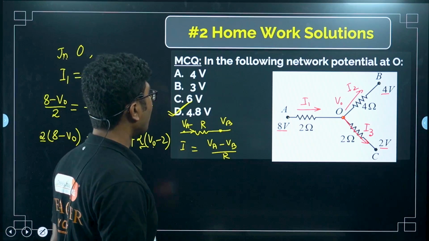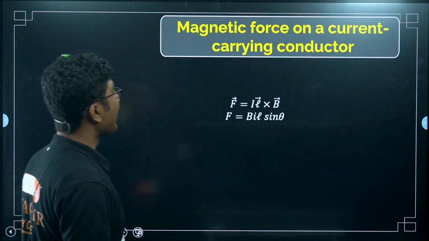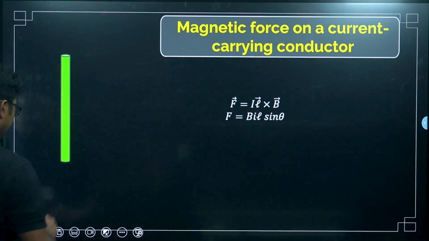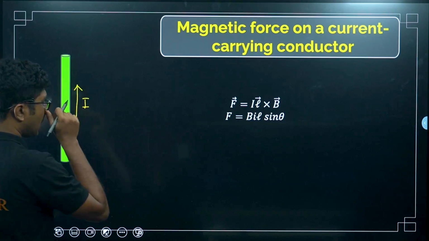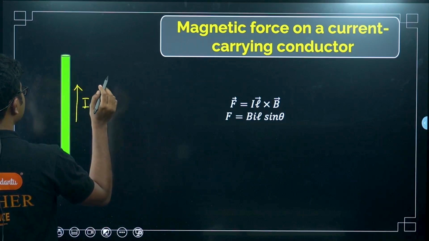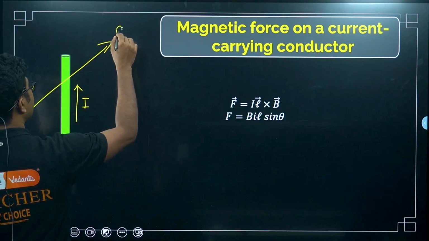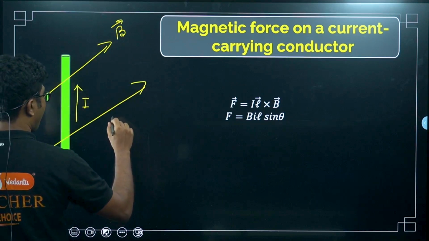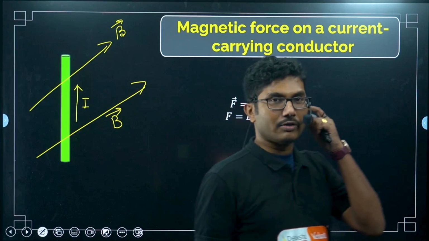Now, next is magnetic force on a current carrying conductor. Suppose we have a conductor like this, and it is carrying a current, say I. Okay, and it is kept in an external magnetic field, say B. There is a magnetic field in some direction, say B. Then what will be the force acting on this conductor?